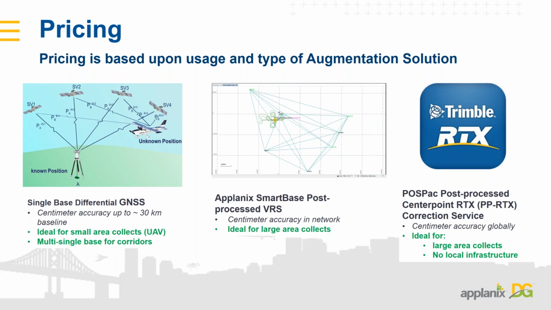If you're simply flying local area missions, a single base station is just fine. It does a great job for that. If you're flying things like corridors, et cetera, then maybe you want to take a look at something like the Applanix Smart Base or the Trimble RTX solution. And we do have a webinar on these systems where we do a deep dive into these augmentation systems and describe where and when you might want to use them. That is in our seminar number 2, our second webinar in the series.